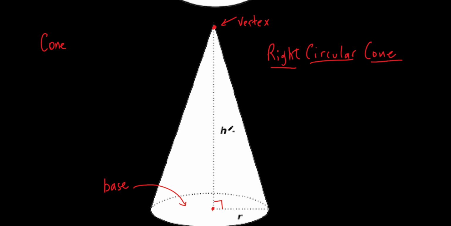Let's see. H, I said it already. What's the H? It's the height. And the R is the radius, okay? Now, the height is perpendicular to the base, all right? If it's perpendicular to the base, we always call it the height. We'll talk more in detail about that another time. We'll do cylinder in a minute. Not every cone is a circular.